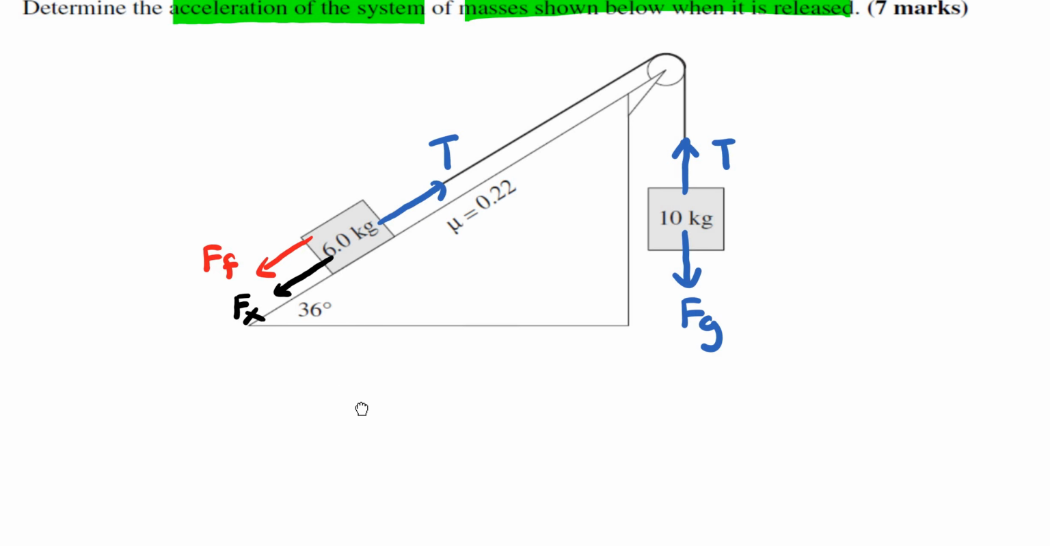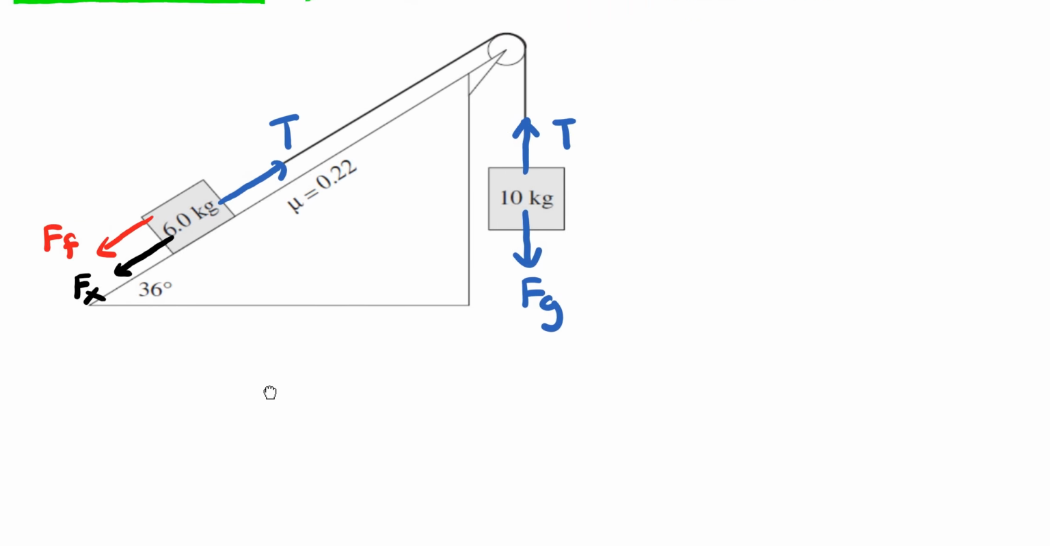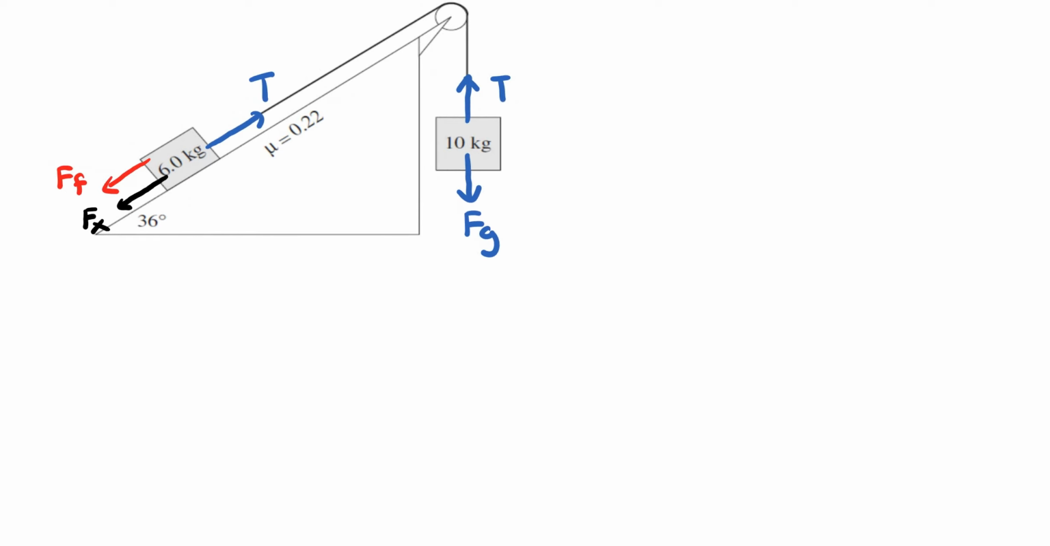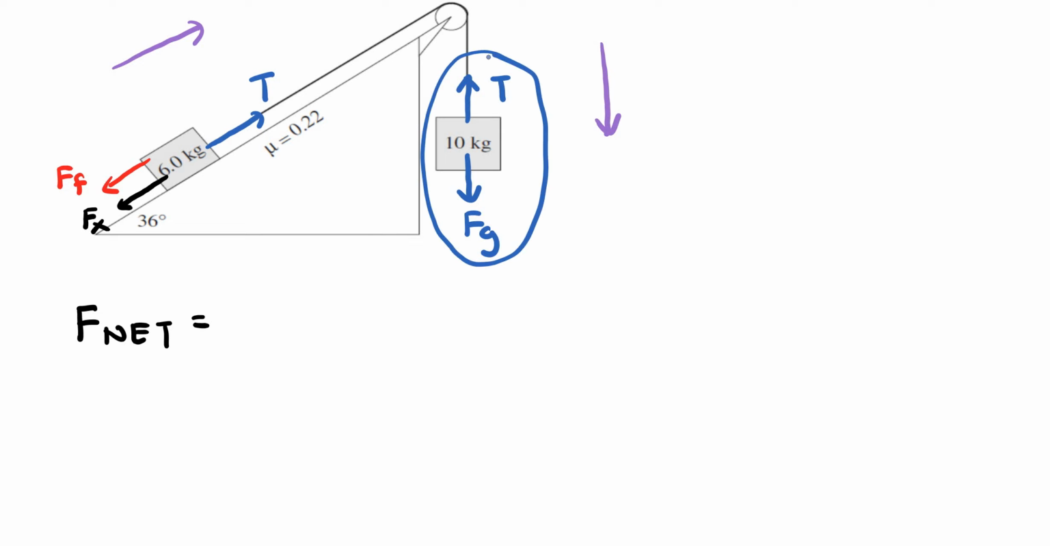So let me just write this, shrink that down, and let's go ahead and write an F net equation just below this. So F net. Okay, and we've already established that this system is going down and the object is going up the incline. So if I take a look at this particular part of the problem, we create our F net equation by saying Fg minus the tension, and then we're going to add the forces in this direction here.